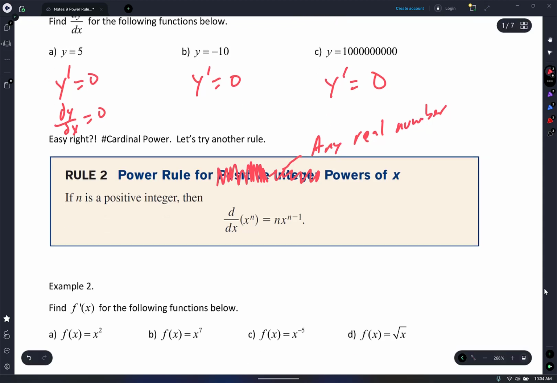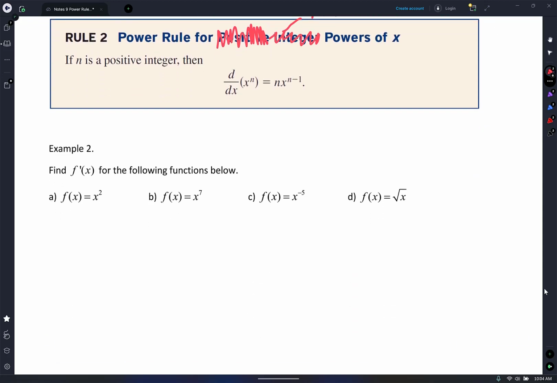So look at letter A. It wants to know the derivative, right? So here's how we would do it first. So I'm going to go real slow. Don't worry, I'm not going to do the rule just yet. So here's how you would do it before. F prime of x equals limit as h approaches 0. And so what do I need? F of x plus h.